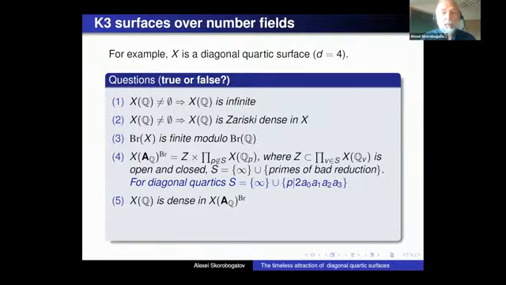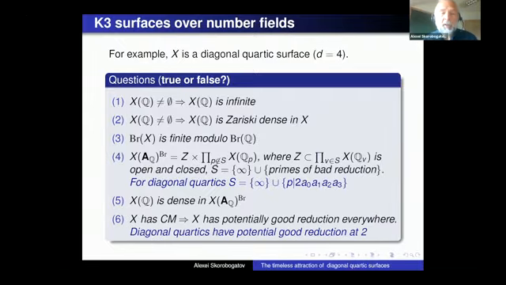In a few moments, I'll say what evidence we have, I mean, whether we can reasonably hope to expect that this question has a positive answer. And my last question is, in analogy with elliptic curves, I mentioned that diagonal quartics have complex multiplication by the square root of -1. In this case, an elliptic curve would be expected, I mean, it's known to have potentially good reduction. Does the same hold for K3 surfaces?